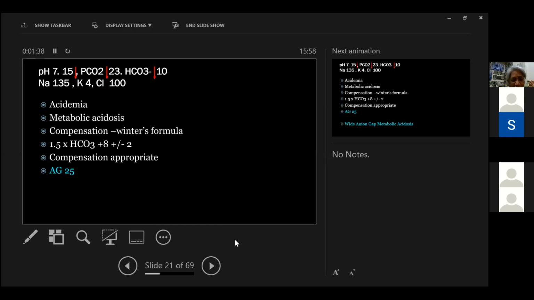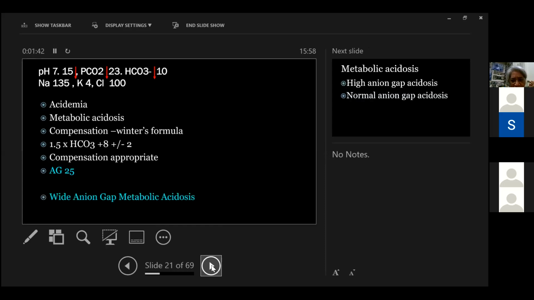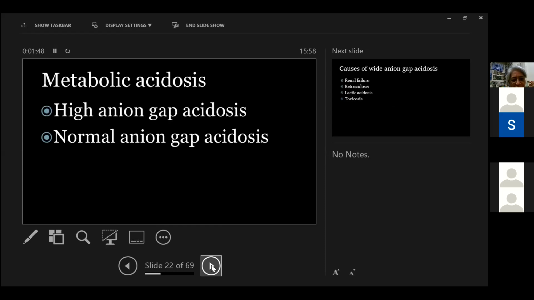Yes, ma'am. So I think what we spoke about was a wide anion gap metabolic acidosis. And we said we have high anion gap and normal anion gap acidosis. And the question was, what are the causes of wide anion gap acidosis? Can you give me 3 or 4 common causes that you see in the ward?